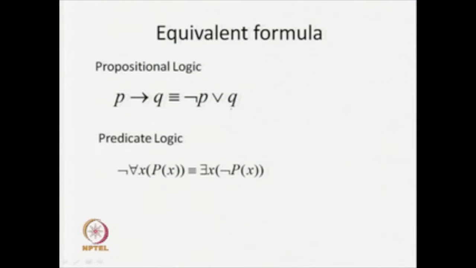Now, here since we are talking about only two variables, the propositional variables P and Q have 4 different combinations: false false, false and true, true and false, and true and true. These are the 4 possible combinations we have. If for all possible combinations both formulas give us the same truth values, then we will say these are equivalent formulas in propositional logic.